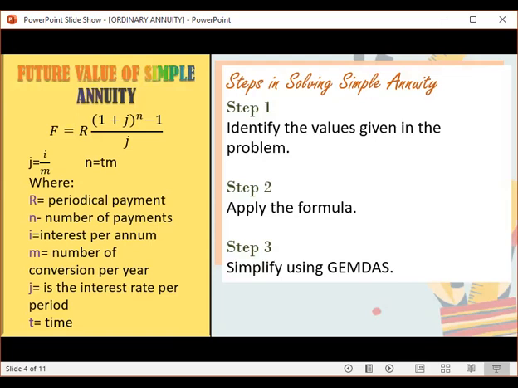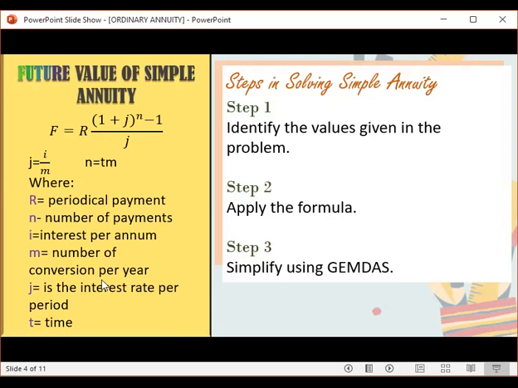And for you to find the N, times the M. So, R is the periodical payment, N is the number of payments, I is the interest per annum, M is the number of conversion per year, and J is the interest rate per period, and T is for time.